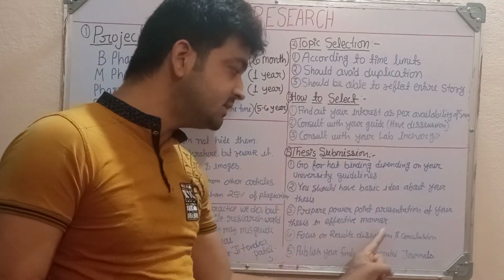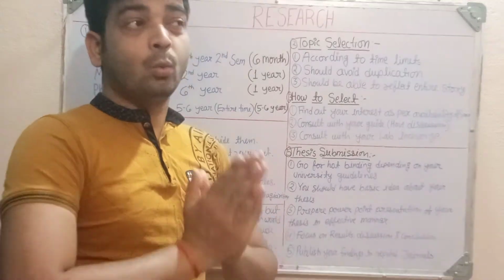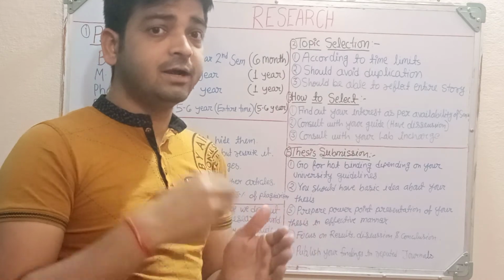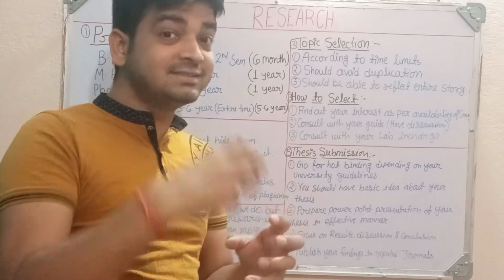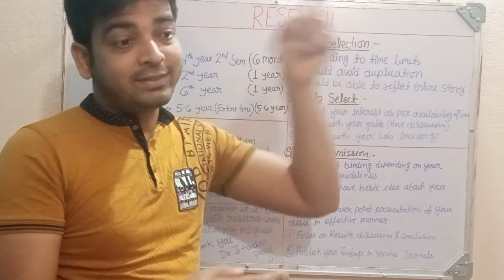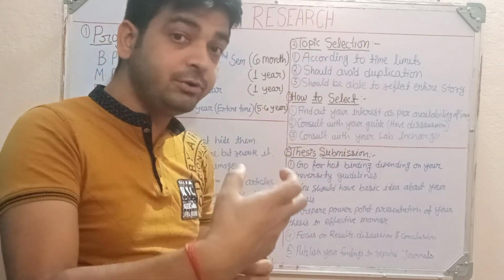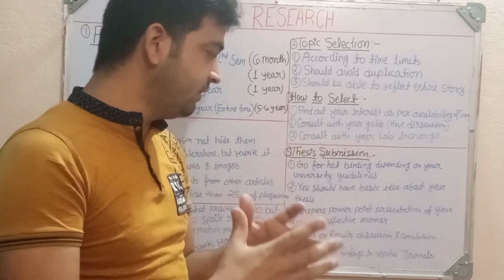Focus on the results, discussion and conclusion. Ultimately the external examiner wants to know what topic you selected, what results you have got, and what the conclusion or outcome of your research is, whether it is relevant to your topic, and whether it is helpful for mankind, society or the community. So it should be written in that way so that it will be effective.